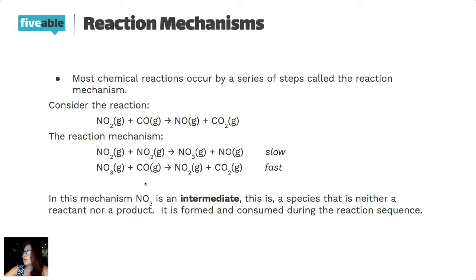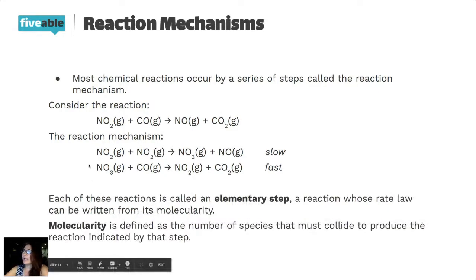For example, you notice that NO3 is formed on the first step, and then it is consumed on the second step. NO3 in this case is called an intermediate, a species that is neither a reactant nor a product of the overall reaction, because it is formed and consumed during the reaction sequence.